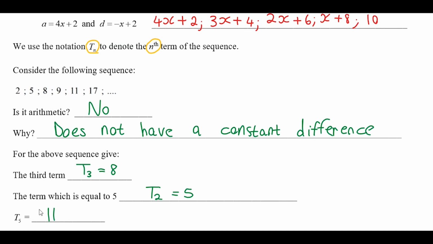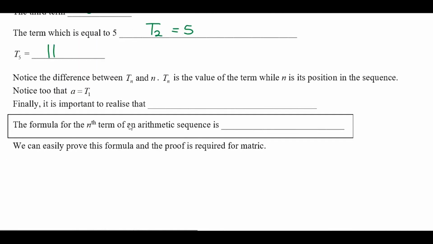So really important to distinguish between this little subscript here, which is telling us where the term is, and this here, which is telling us the actual value of the term. The second term is 5. The fifth term is 11. Now, the difference between Tn and n we've spoken about. And A is obviously the same as T1.